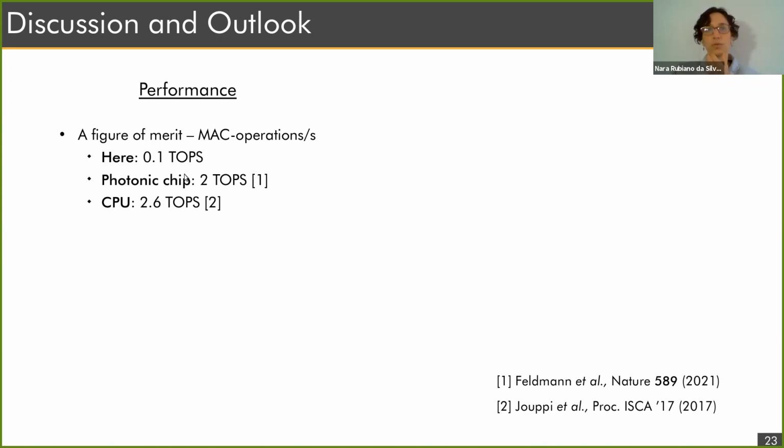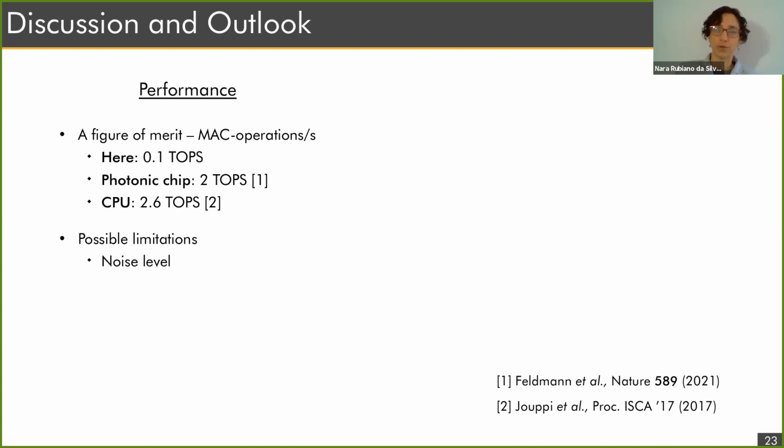There are other approaches to do processing with light using a photonic chip, which can reach 2 tops, but this is actually for a much smaller matrix than the one we consider here, and it's a different approach. And if we take this very good CPU, it can reach 2.6 tops. Of course, this depends also on the kind of operation you're doing, the precision and so on, but I don't know much details about that.